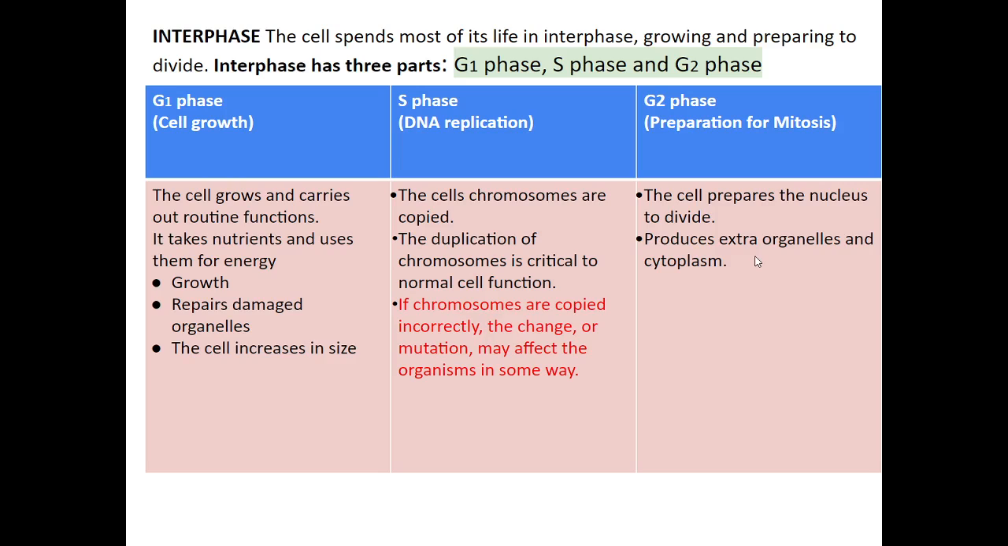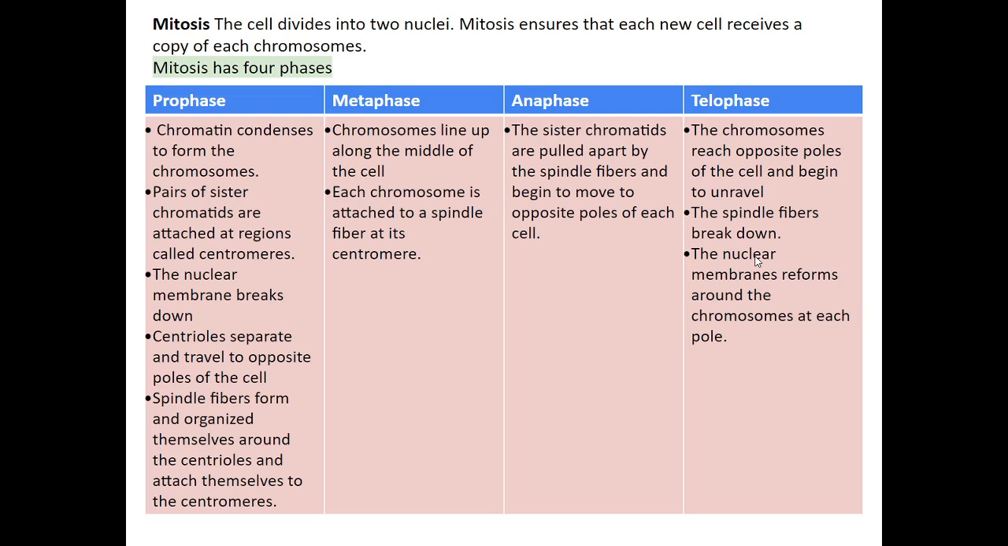Okay, but remember, all the G phases are the same. The cell is doing its work. The only difference is in G1 and G2 it's actually growing, whereas in G0 it's not. Alright, moving on. Mitosis is a process of splitting the nucleus, and that's what mitosis literally means. It has four phases: prophase, metaphase, anaphase, and telophase.